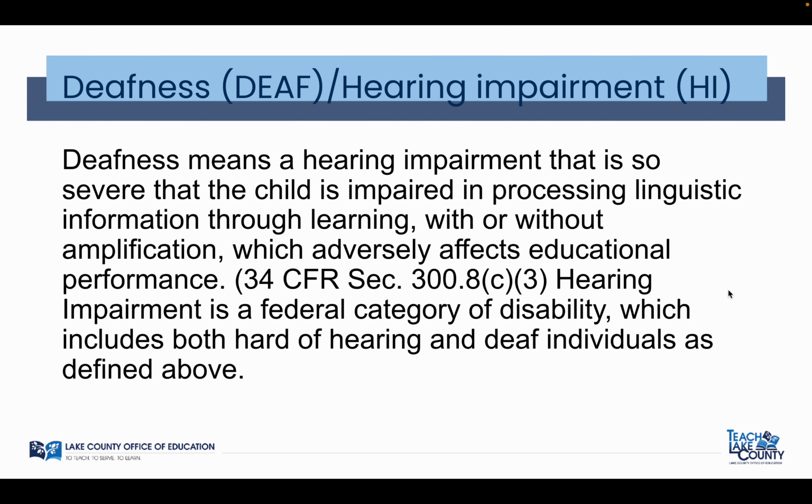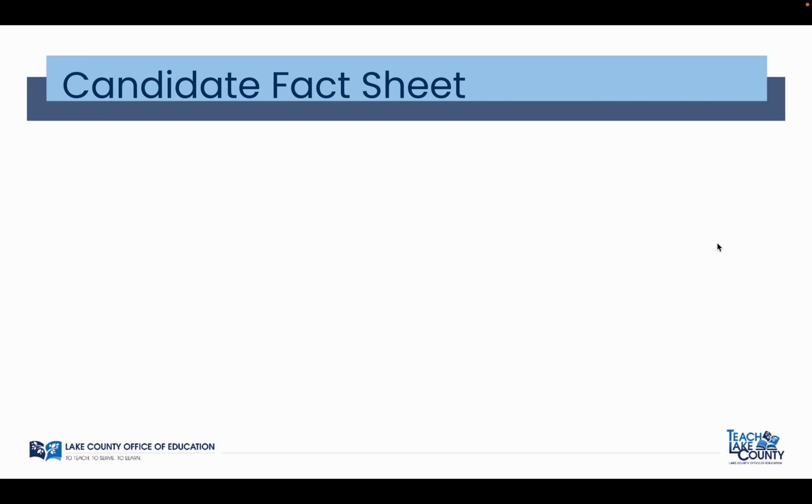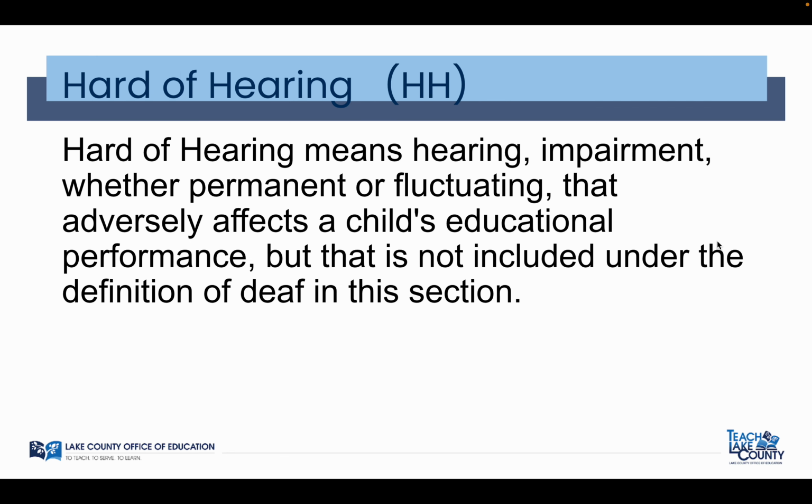Deafness, deaf, hearing impairment. Deafness means a hearing impairment that is so severe that the child is impaired in processing linguistic information through hearing with or without amplification, which adversely affects educational performance. Hearing impairment is a federal category of disability, which includes both hard of hearing and deaf individuals as defined above. And then we have the candidate fact sheet.